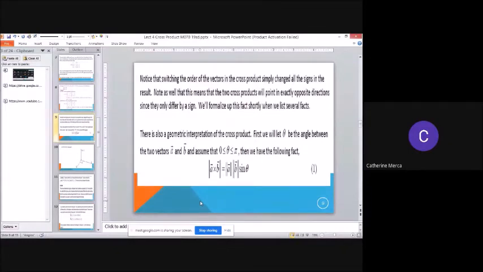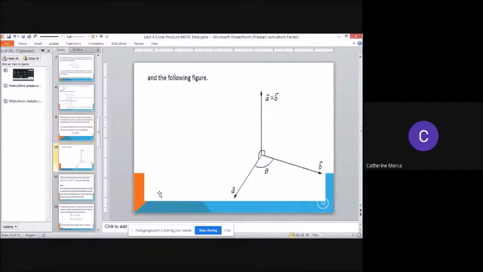Now, there is also a geometric interpretation of your cross product. Like the geometric interpretation for your dot product, the magnitude of the cross product of A and B is equal to the magnitude of A times the magnitude of B times sine theta. So, ang dot product ay cosine theta, di ba? Pero pag sa cross product, you have magnitude of A times magnitude of B sine theta. So it's denoted by the following figure.